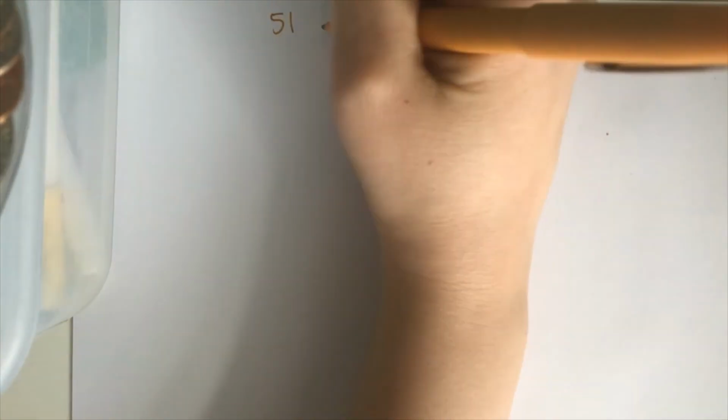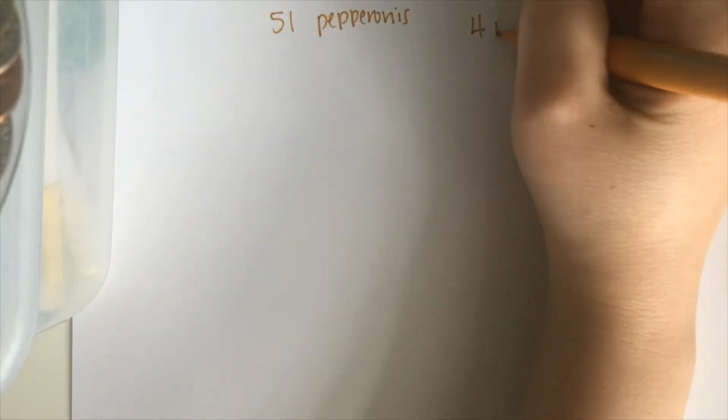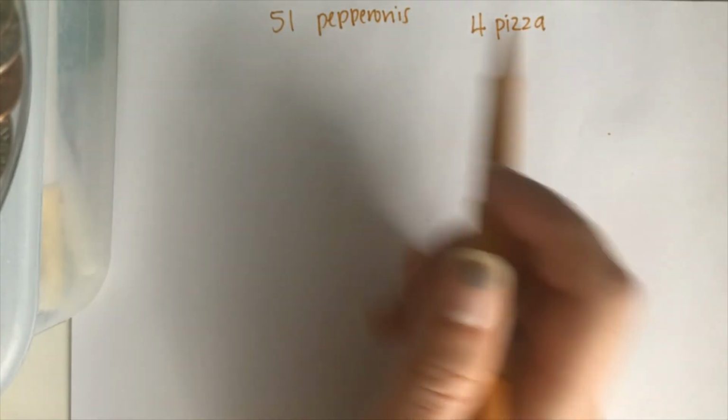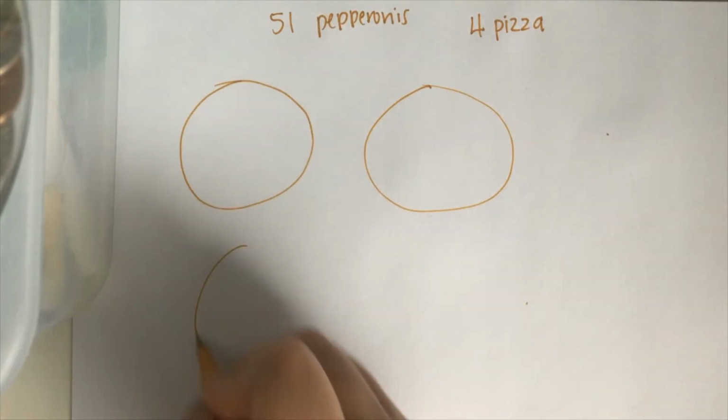Okay, so in this problem, we know that we have 51 pepperonis. And we also have 4 pizzas. So we need to put 51 of these pepperonis on 4 pizzas. We want the same number on each pizza.